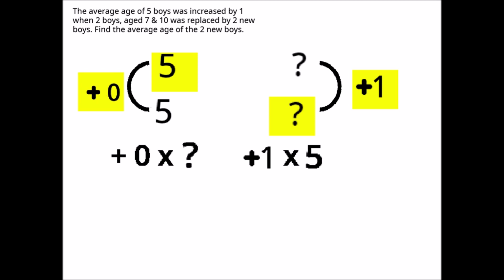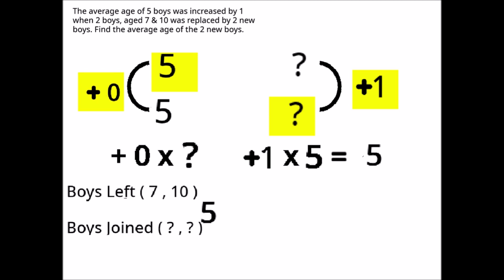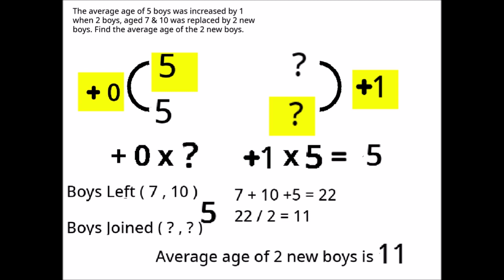5 is the total age difference or change between the outgoing boys and the incoming boys. We add 5 to the outgoing two boys' ages of 7 and 10 to get 22. 22 is the combined ages of both incoming boys. We divide 22 by 2 and solve the question. The average age of the two new boys is 11.